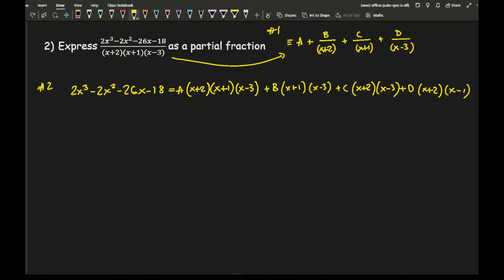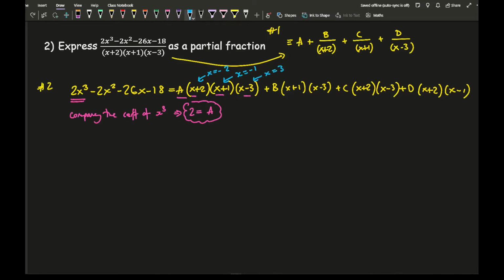Now in terms of comparing the coefficients to work out what a is, comparing the coefficients of x cubed, what I'm going to end up with is 2 equals a. So therefore a equals 2. Then from this, what I'm going to do is work out the values of the brackets and make them equal to 0. So I'm going to use x equals minus 2, x equals minus 1, and x equals 3.